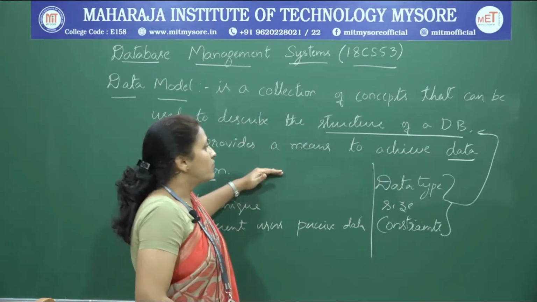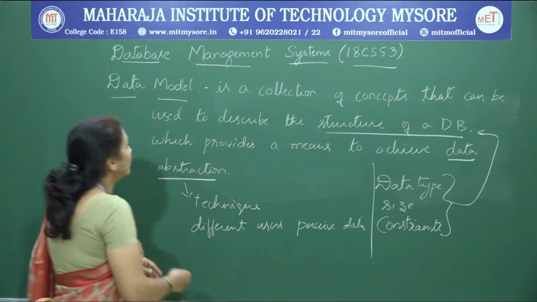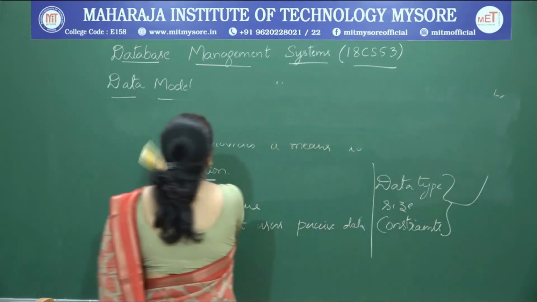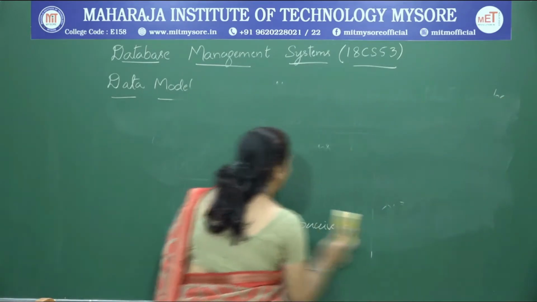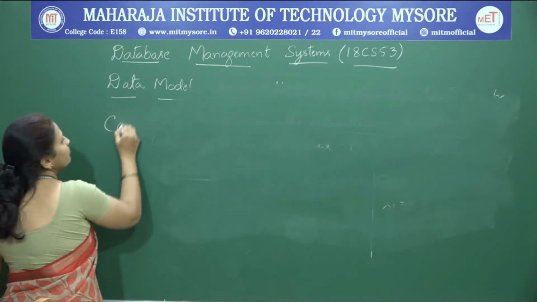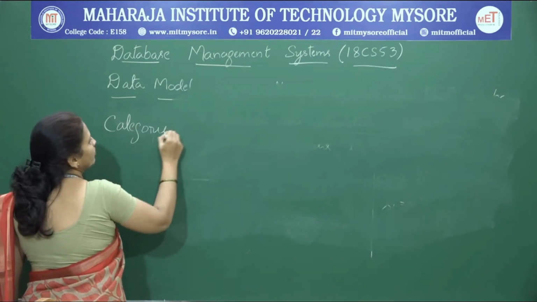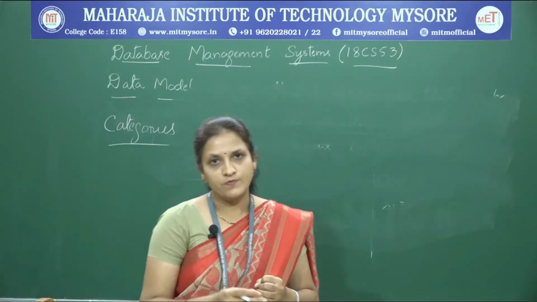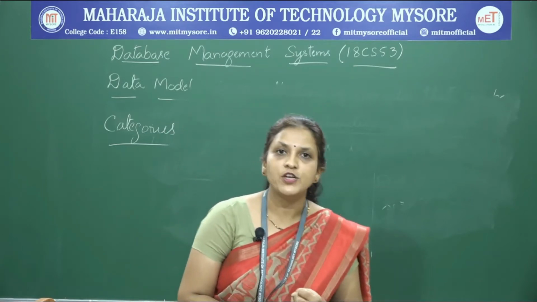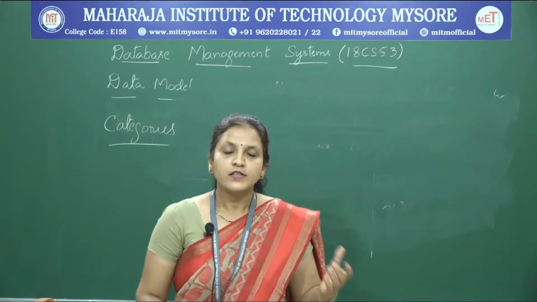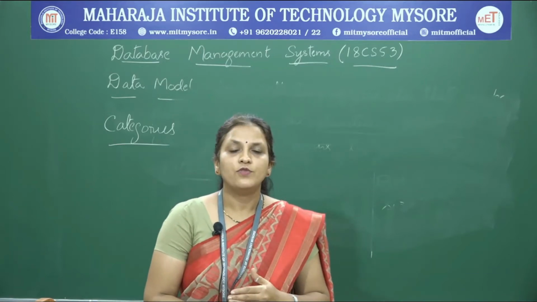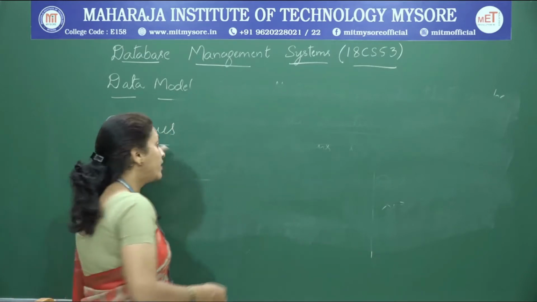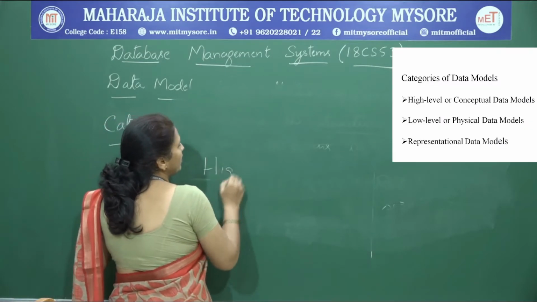Now, after this we will move on to the next thing, that is categories of data model. Based on the concepts with which we are going to describe the database, there are plenty of data models in the field. So, with the available data models, we can categorize them into three categories.